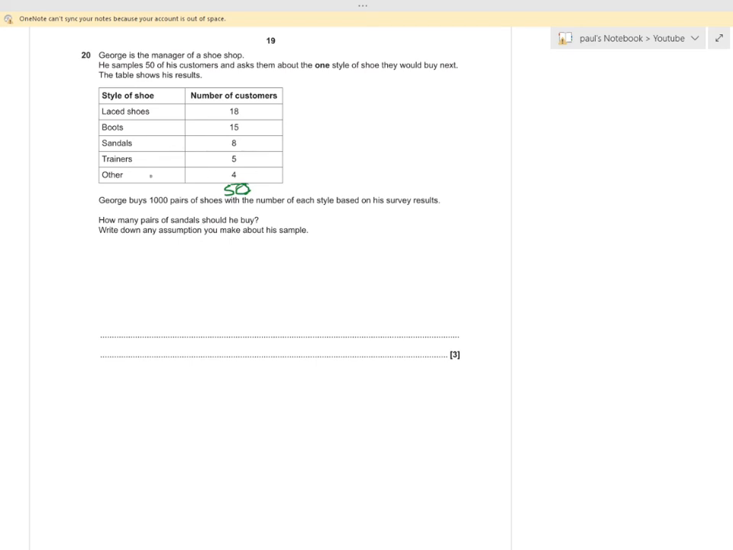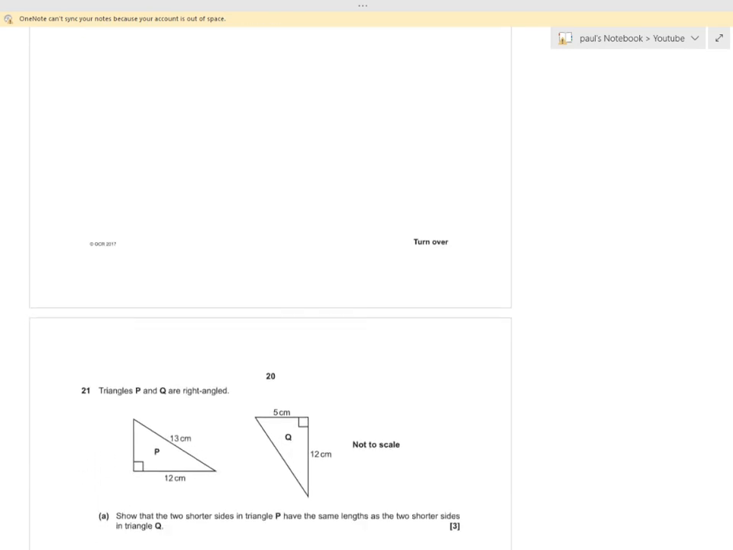And out of 50, the people that like sandals, so we've got 8 out of 50. It was 16 out of 100, yeah, which is 160 out of 1,000. So maybe we've got to buy 160 pairs of sandals. I think that'd be fair to assume.